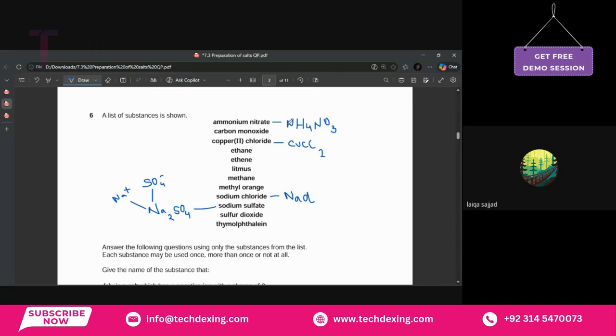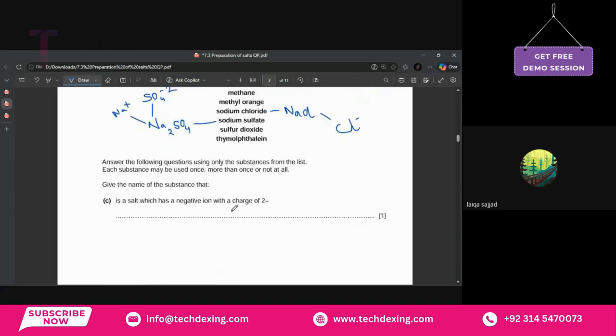Which negative ion is present in ammonium nitrate? NO3 negative. Yes, it's NO3 negative. And which is present in copper chloride? Cl minus. Very good. And the same goes for sodium chloride. So all the other ones have a charge of minus 1. This is only minus 2. So it's sodium sulfate.